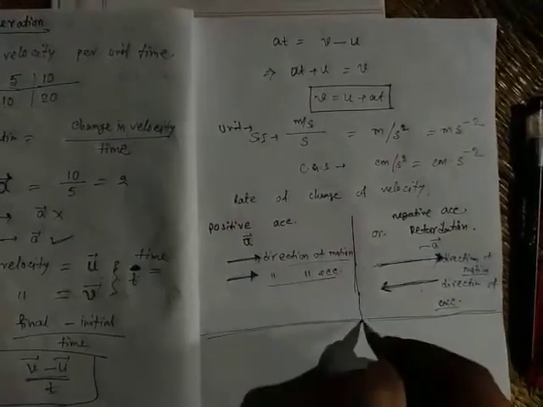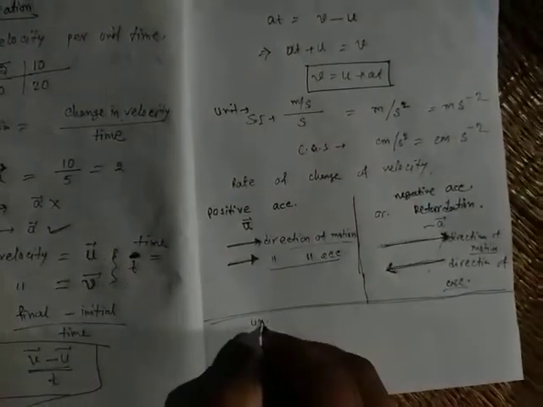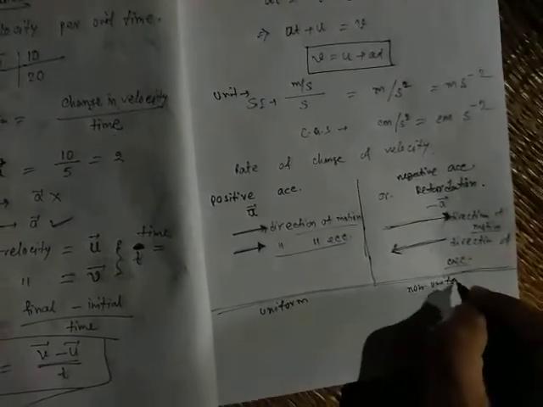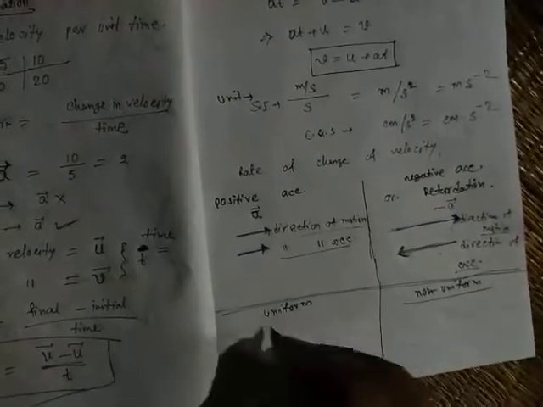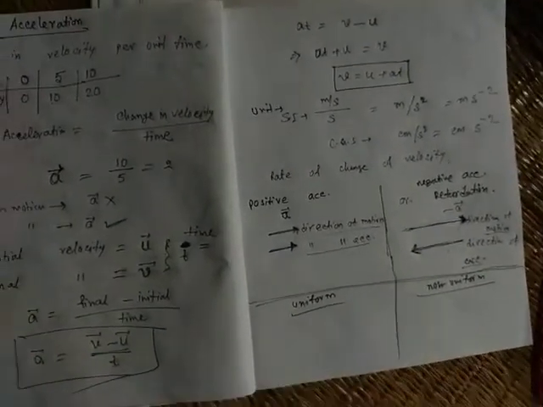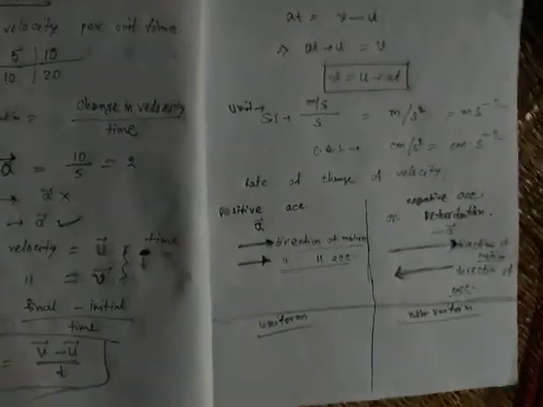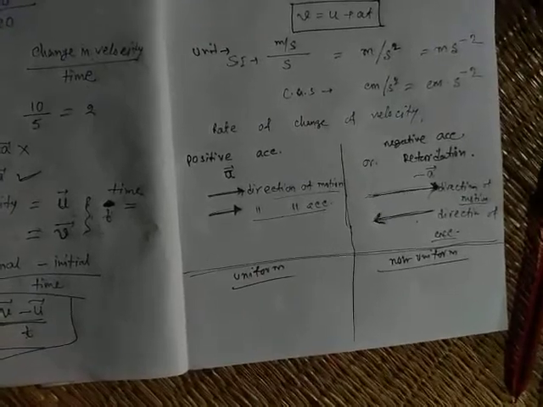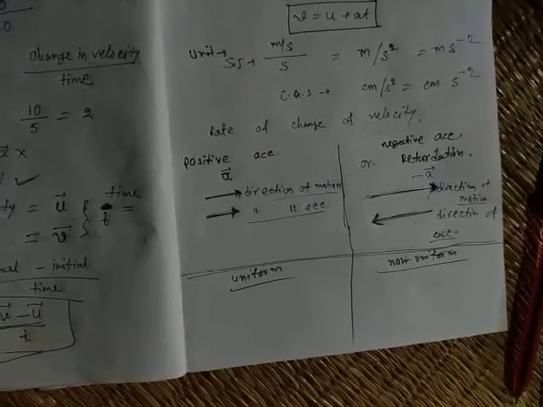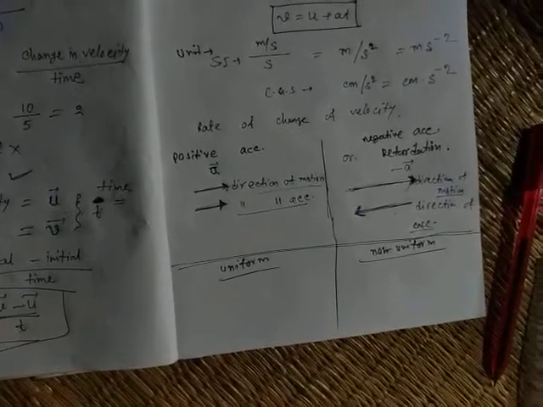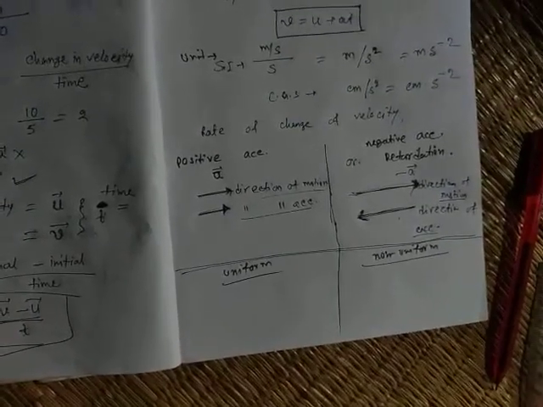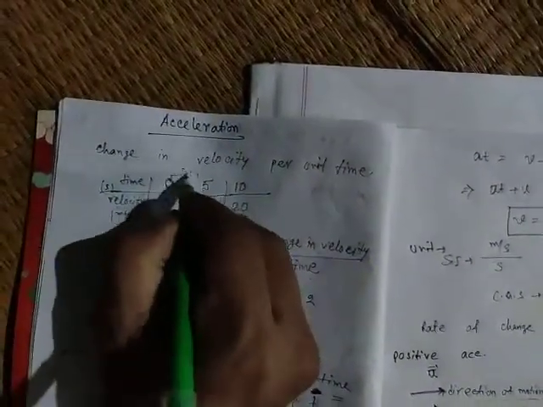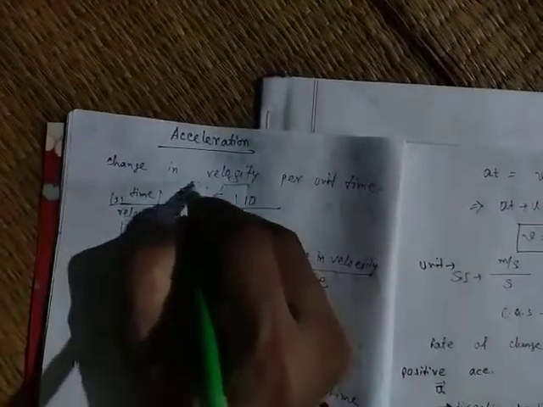There are two types of acceleration. One is uniform acceleration, another is non-uniform acceleration. What is uniform acceleration? First listen to the definition carefully. If the velocity of an object changes by equal amounts in equal intervals of time, then the acceleration is called uniform acceleration. See this example. Here the time interval is 5 seconds. Here also the time interval is 5 seconds. That means the time intervals are the same.